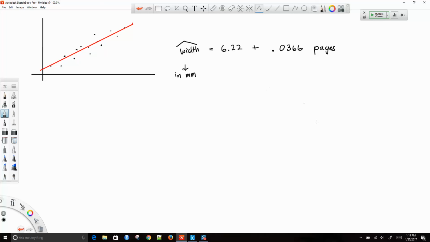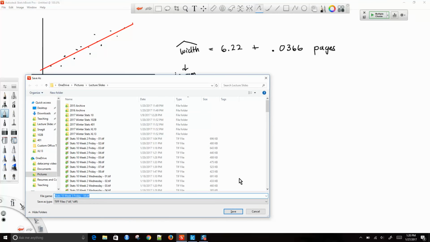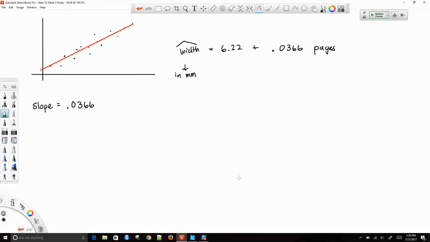Okay, and so which value here is our slope? I don't think we need another clicker question for this, right? So our slope is equal to, what do we say? 0.0366, right? This is our slope. That's our A, and our B is our slope. Okay, so let's try this out. Let me give you a little exercise here. I won't bother making a question out of this.